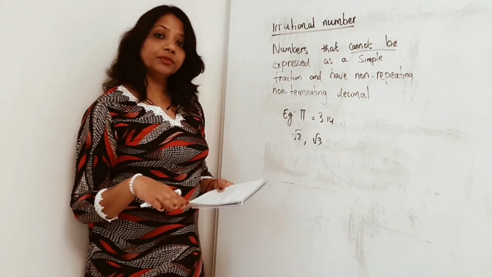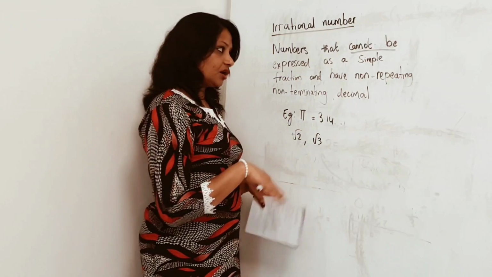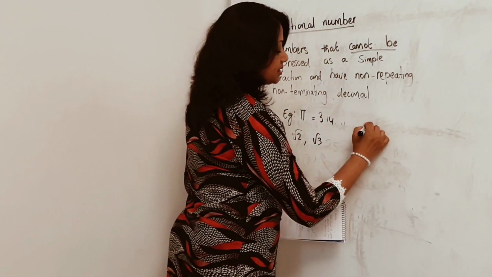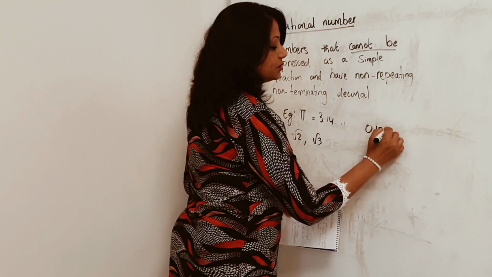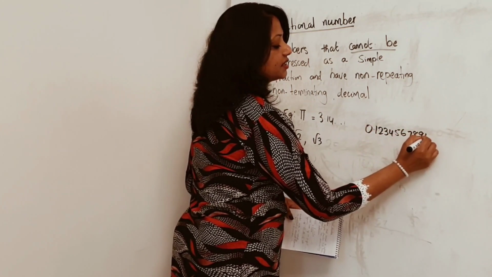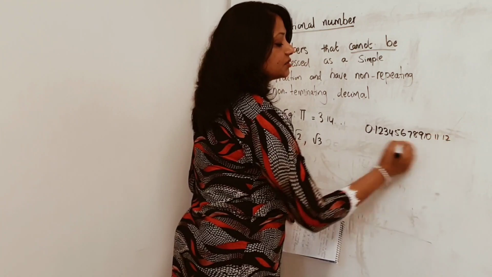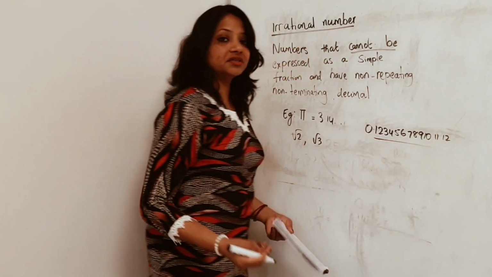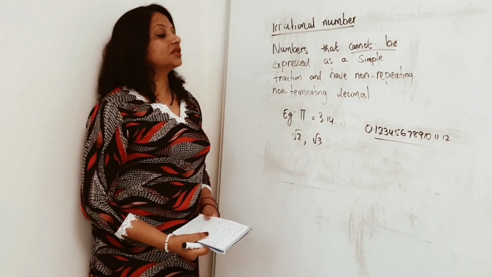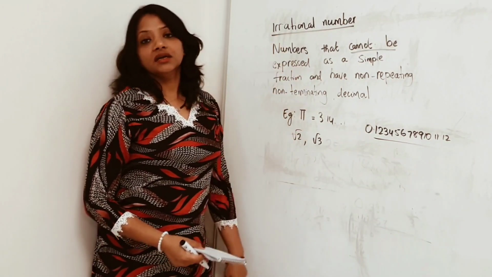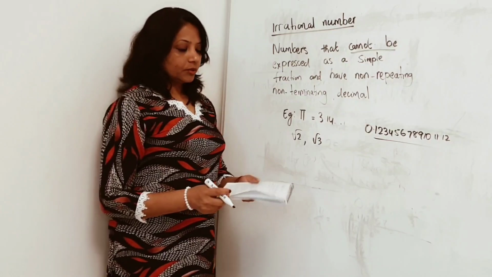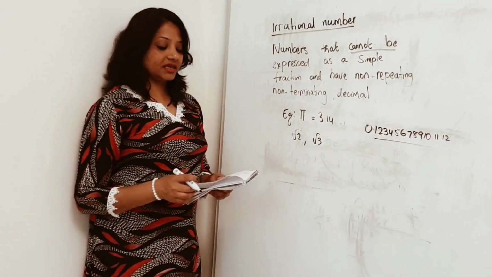Also numbers with non-repeating and non-terminating decimals. For example, I'll show you. The example we can say 0.1, 2, 3, 4, 5, 6, 7, 8, 9, 10, 11, 12. See, the number is not ending, it's going on. So that type of number is also an irrational number. Okay? So we will go and see the next one.